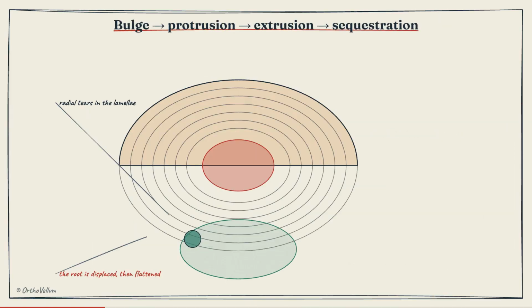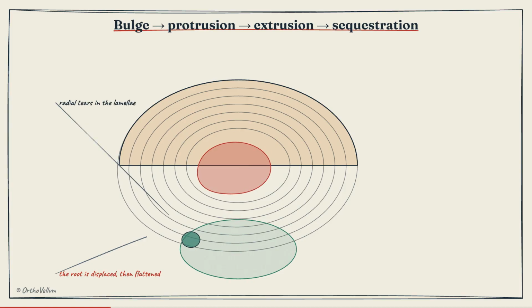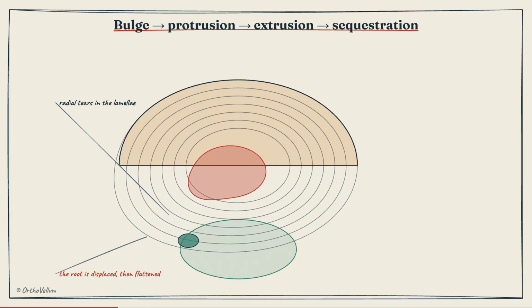Watch the weak corner. Repeated loading, especially loading in flexion combined with rotation, produces small radial tears in the annular lamella. The nucleus is under pressure, so it follows those tears outwards. First, the outer fibers are still intact, and the disc simply bulges. The contour pushes back, but nothing has escaped.